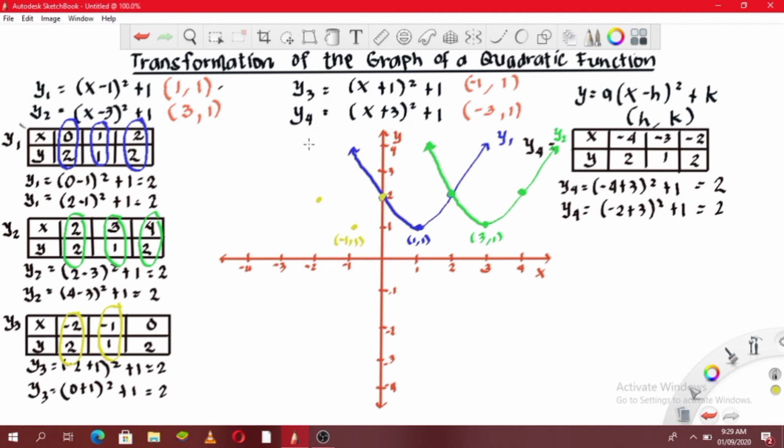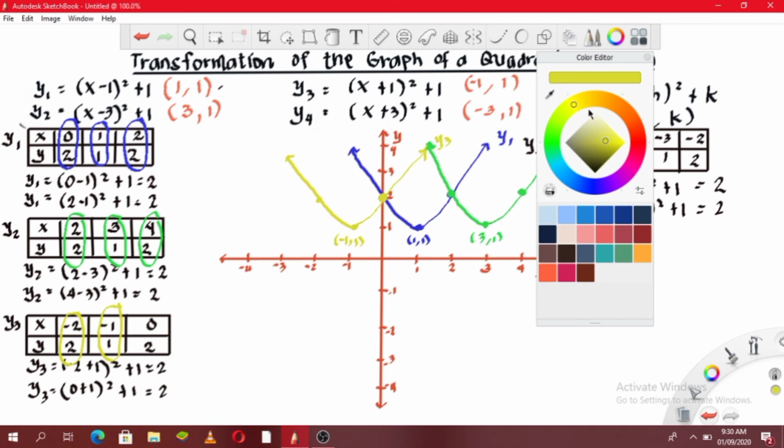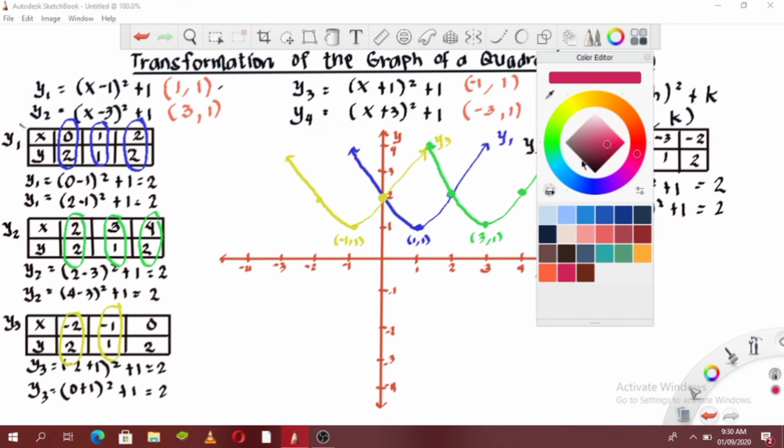So, be careful in graphing, or in plotting points pa lang. Hindi pwedeng magpalit ng pwesto. Hindi natin pwedeng pagpalitin ang x-coordinate tsaka y-coordinate. So, itong yellow, ang ating y sub 3. Okay, and then, gamit tayo ng pink. Sige, ito na lang pink.